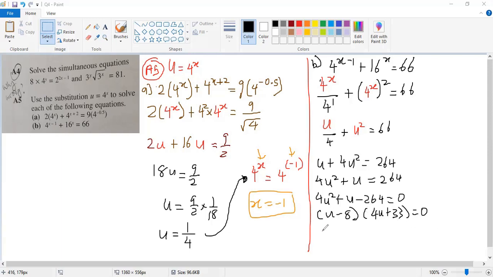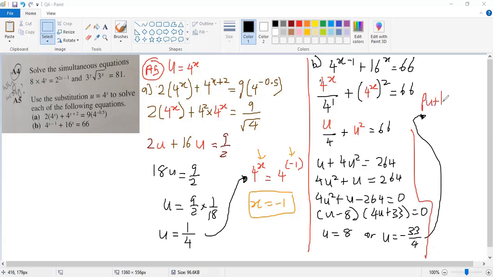So we have two values. Here tells me that u is 8 or u is negative 33 over 4. But please bear in mind, we continue a little bit on this side just to complete this question. The u is 4 to the power x, sorry. So we substitute back, put back the original definition: 4 to the power of x equals 8, or 4 to the power of x equals negative 33 over 4.